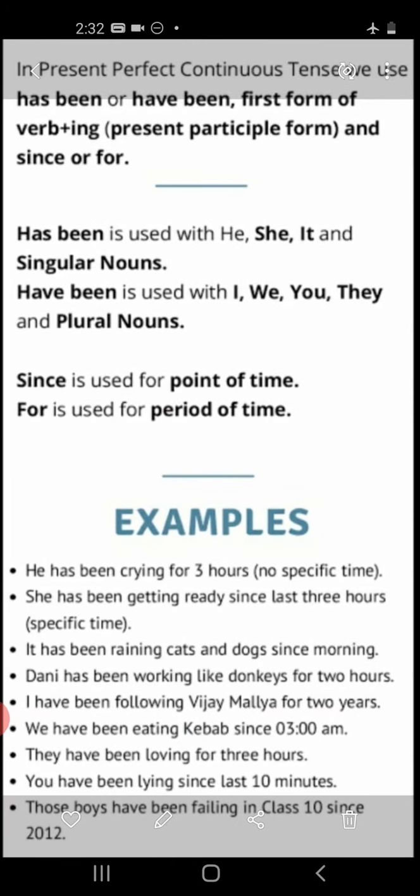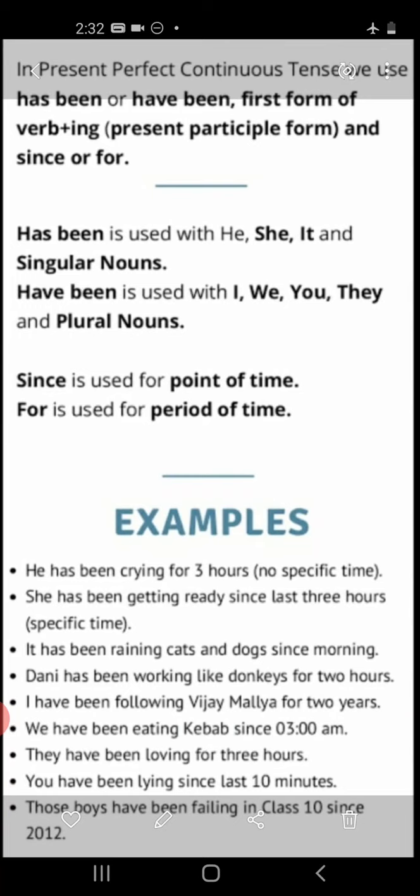Now the next one and the last one is present perfect continuous tense. Alright guys, present perfect continuous tense is used to describe an action which began in the past and is still going on. Alright, in present perfect continuous tense, we use has been or have been plus first form of the verb plus ing, and then since or for. Has been is used with singular and have been is used with plural, and we use since for a point of time, and for we use for a period of time.